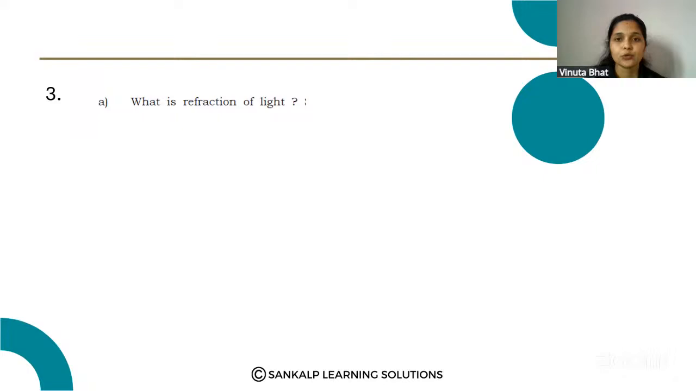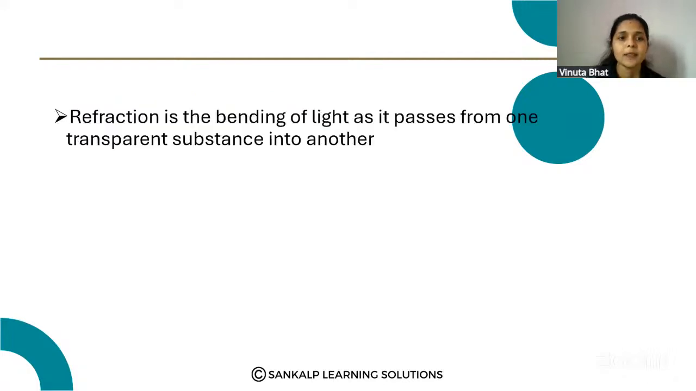So commonly, you know the words reflection and refraction. So what is the definition of the refraction of light? That is, refraction is the bending of light as it passes from one transparent substance into another. So that is the refraction of light. Next question.